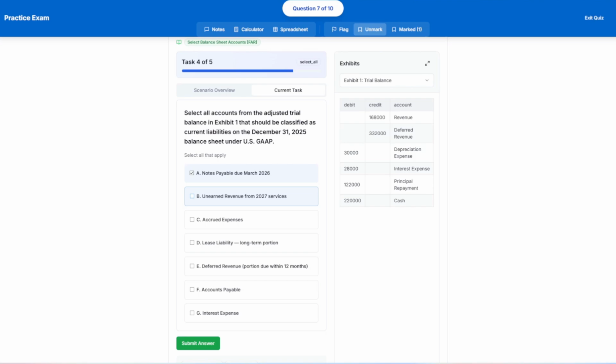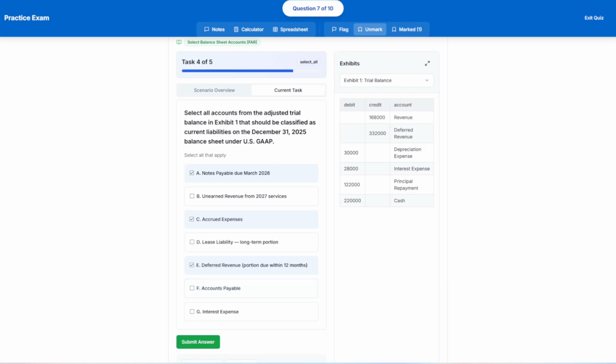Option C, accrued expenses. These are usually short-term obligations like wages or utilities, unless stated otherwise. Since the exhibit doesn't tell us otherwise, we'll treat this as current. Option D, lease liability, long-term portion. Keyword here, long-term. That means this part is not due within the next 12 months, so it stays in non-current liabilities. Option E, deferred revenue, portion due within 12 months. Yes, this is current. From Task 3, we know that $83,000 will be earned next year. So we've already done the math.